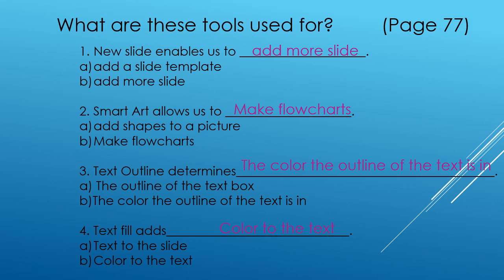Number 4 is Text Fill adds. A option is text to the slide and B option is color to the text. Again B option is correct. You will write color to the text here. You will complete this exercise given on page number 77 accordingly.